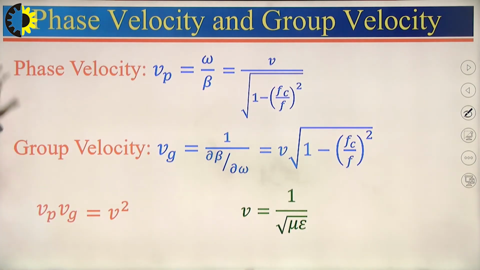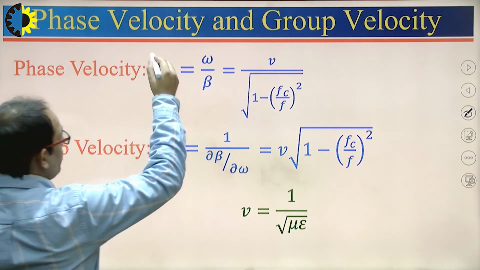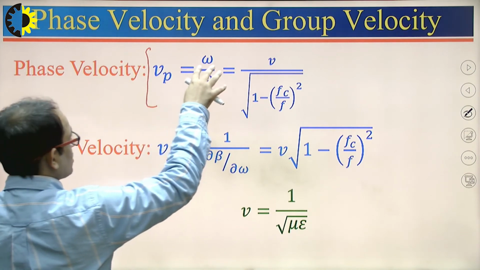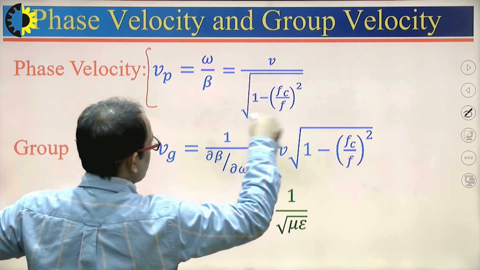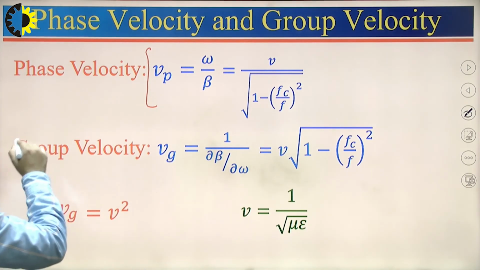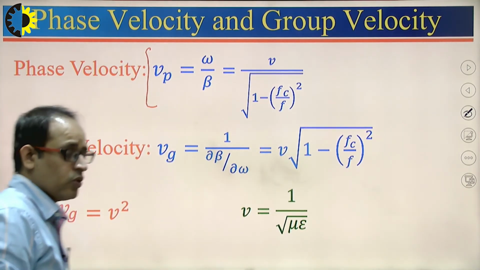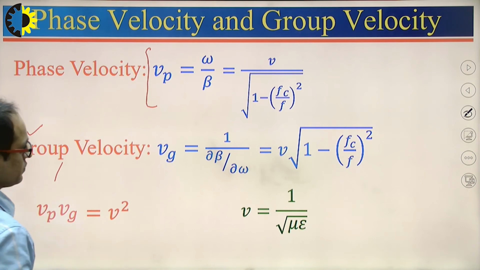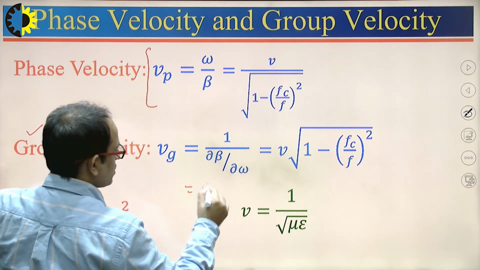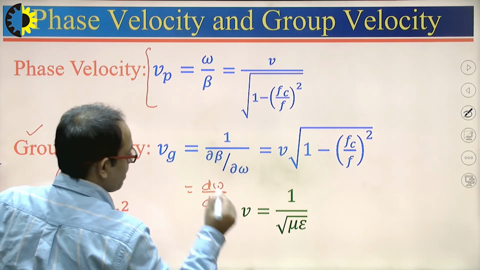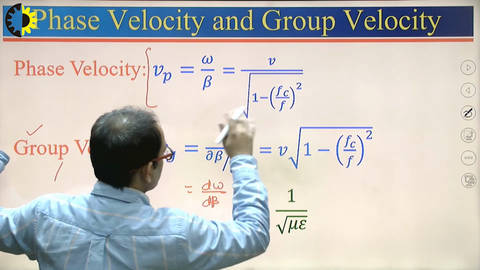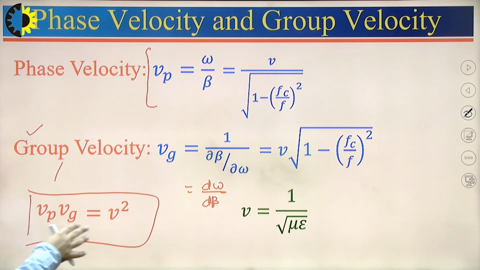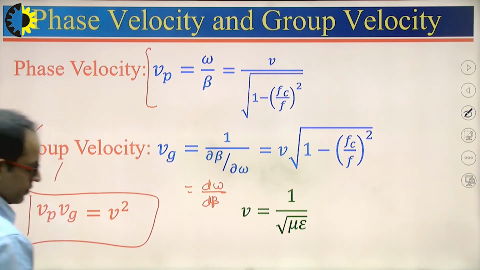Clear? Similarly, the phase velocity is the velocity with which phase changes, that is Vp equal to omega by beta, which comes out to be V upon the square root of this expression. Group velocity is the velocity with which the whole group, the whole envelope, travels, that is Vg equal to d omega by d beta. On putting this value, you will get V times this expression. Therefore Vp multiplied by Vg equals V squared, where V is the speed of light. Clear?